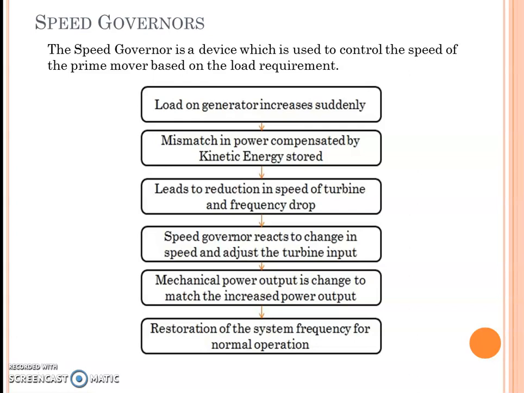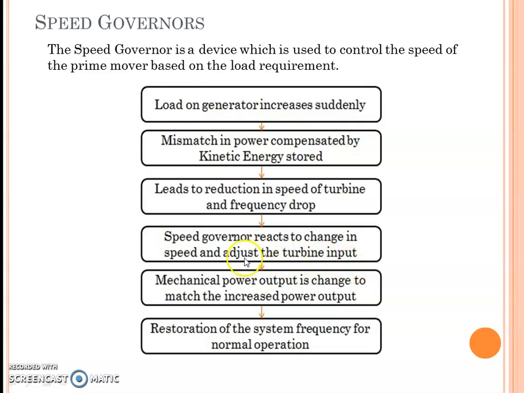So what happens in this phenomenon? Suppose the load on the generator increases suddenly. At that time, the mismatch in power is compensated by the kinetic energy stored in the generator. That leads to a reduction in the speed of the turbine and also a frequency droop in that system. If you have the reduction of speed and the frequency droop, then the speed governor reacts to the change in the speed of the turbine and adjusts the turbine input.